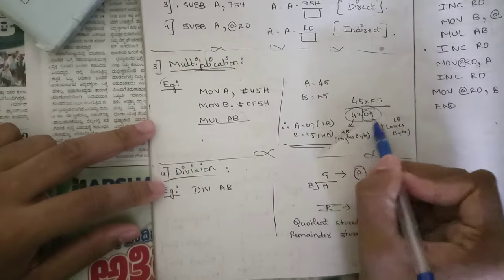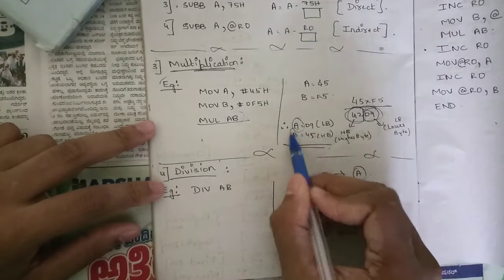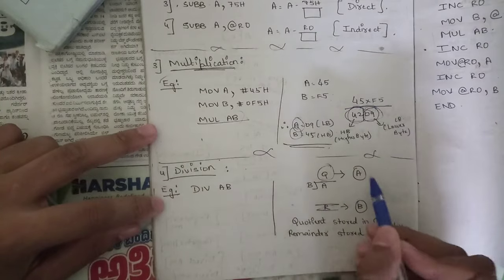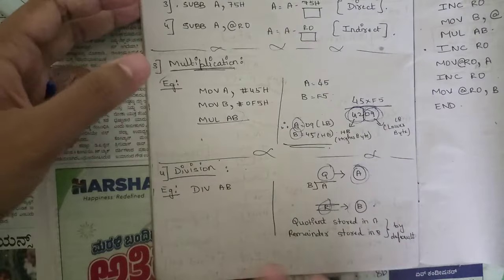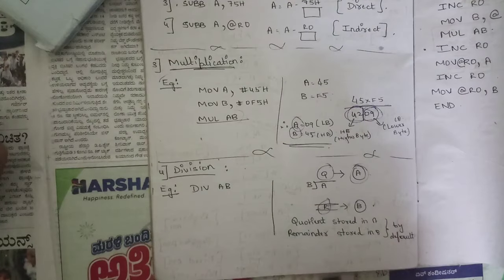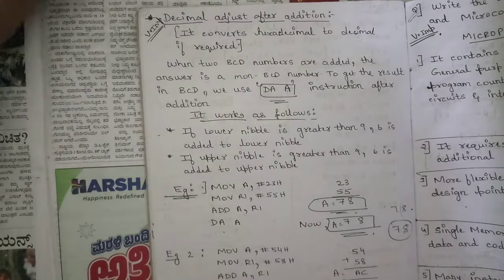Okay, where the lower byte stores the value inside A, and the higher byte stores the value inside B. In case of division, the quotient stores the value of A and the remainder stores the value of B by default. So this is all about multiplication and division. The programs related to this are discussed in our ALP videos. You can refer to them. And this is one more important concept.